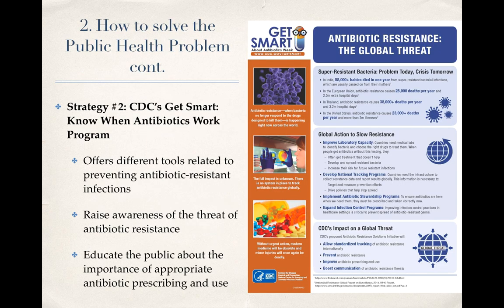Strategy 2 is CDC's Get Smart, Know When Antibiotics Work program. The CDC's website offers different tools related to preventing antibiotic-resistant infections. It can also help raise awareness of the threat of antibiotic resistance. They also try to educate the public about the importance of appropriate antibiotic prescribing and usage.